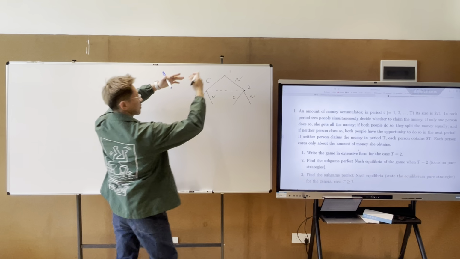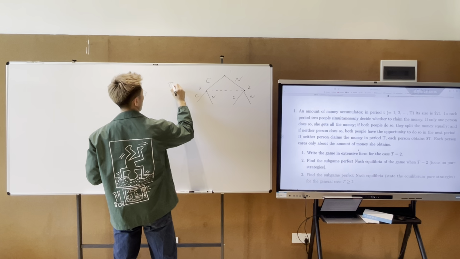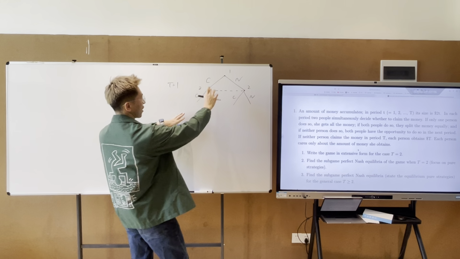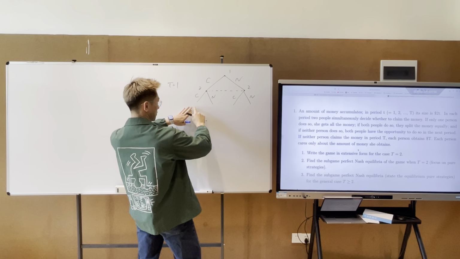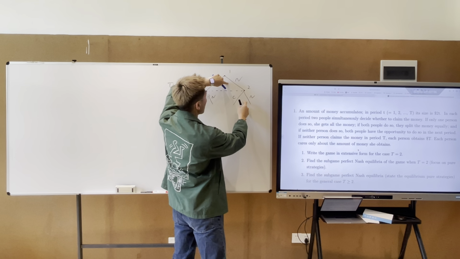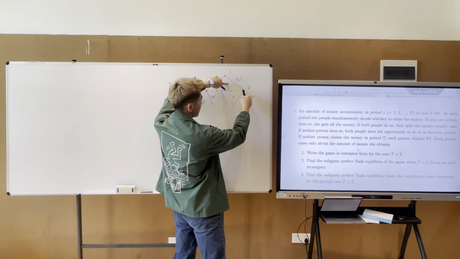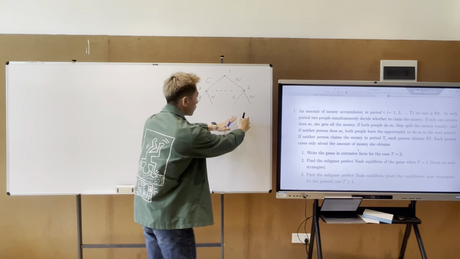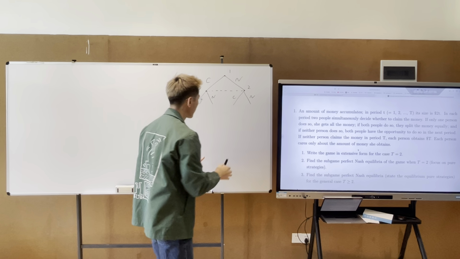So basically, this is the game of period 1, t equals 1. And then we see if both players claim the money, the game ends. If one of the players claims the money and the other does not, the game also ends, right? Only in one case, when both players choose not to claim the money. So this is the case, right? Both of them choose not to claim the money. The game moves on to the next period, right?